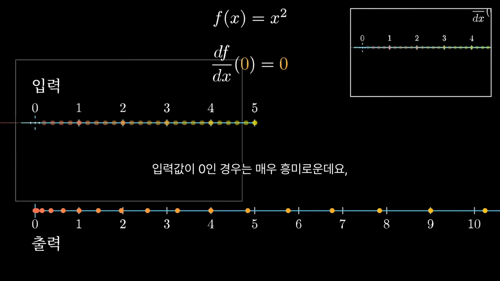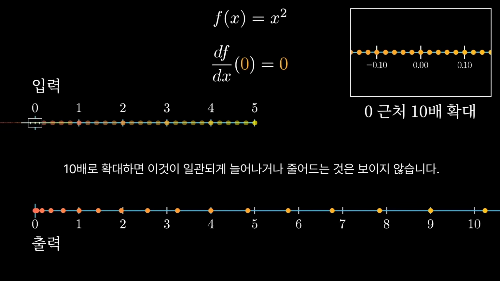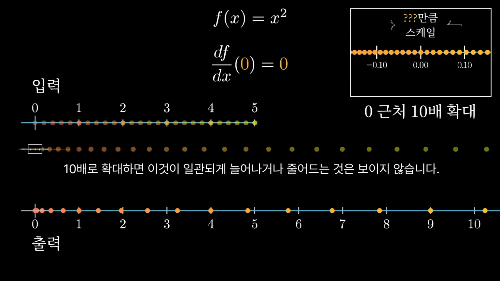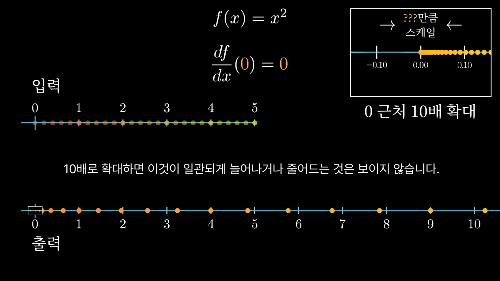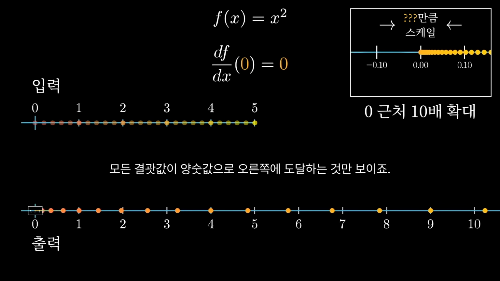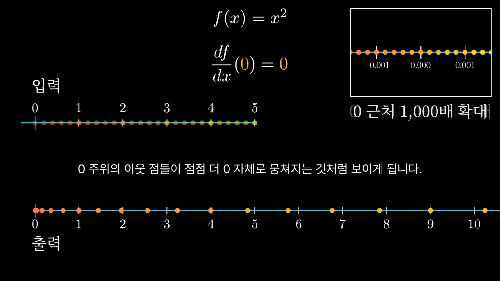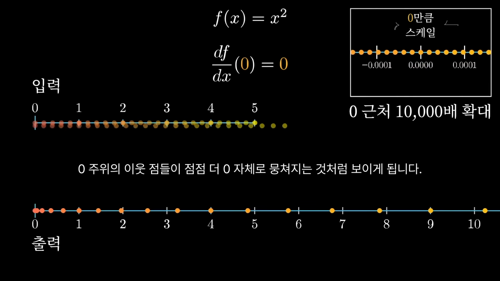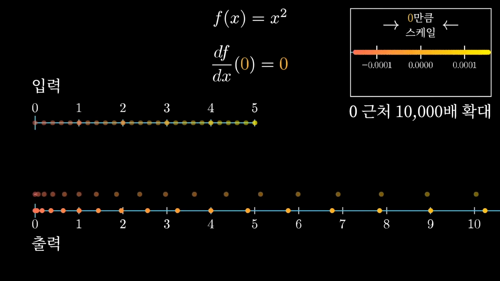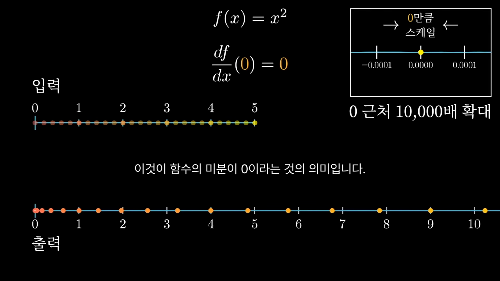Now the input 0 is interesting. Zooming in by a factor of 10, it doesn't really look like a constant stretching or squishing. For one thing, all of the outputs end up on the right positive side of things. And as you zoom in closer and closer by 100x or by 1000x, it looks more and more like a small neighborhood of points around 0 just gets collapsed into 0 itself. And this is what it looks like for the derivative to be 0.